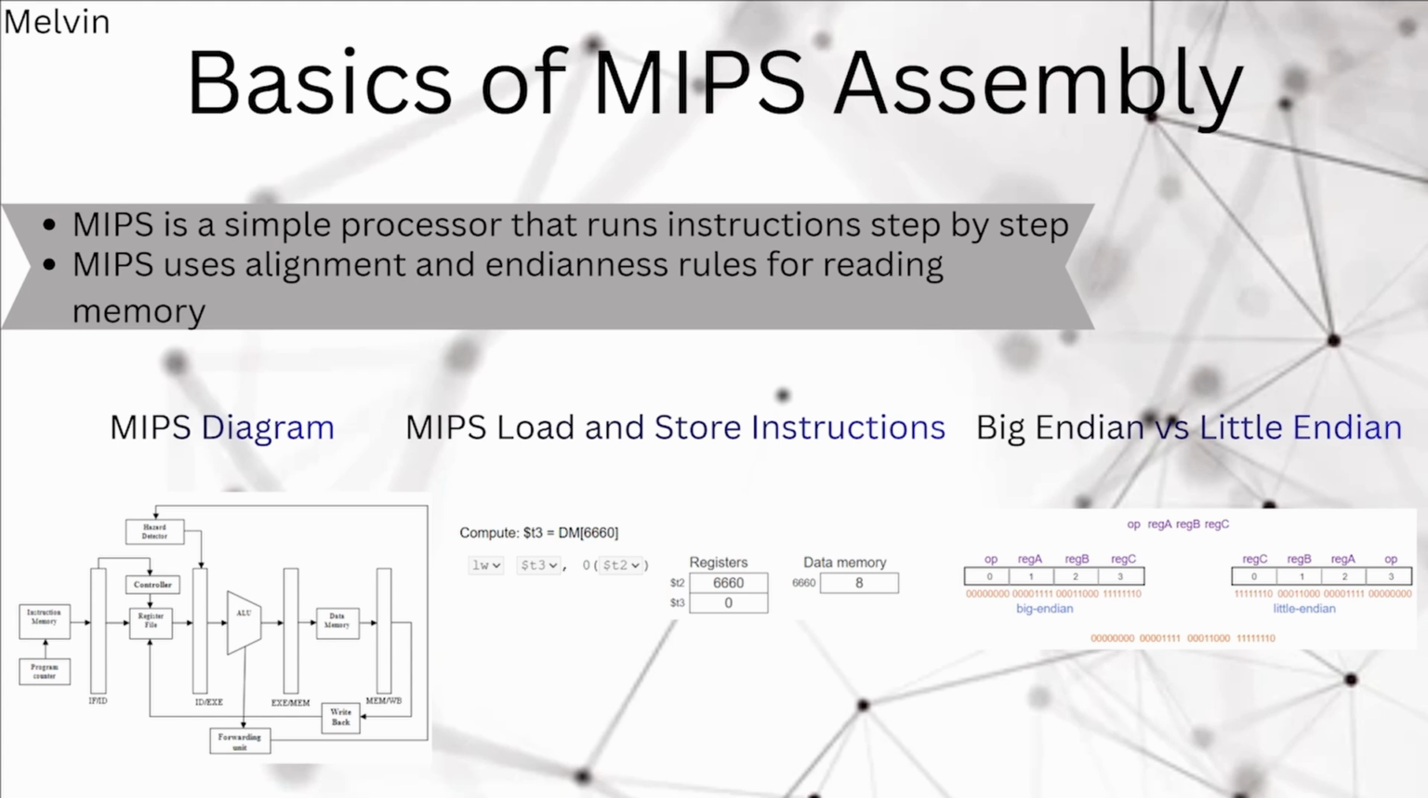The first image shows a diagram of how a MIPS processor works by moving data between the register file, the ALU, and memory. It helps show that MIPS executes instructions in small steps like fetch, decode, execute, and store.